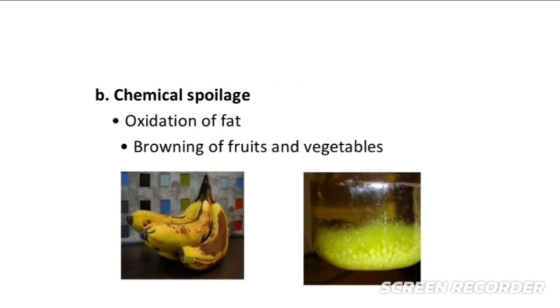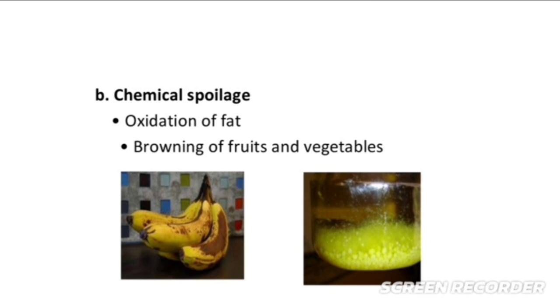The next kind of spoilage is chemical spoilage, which occurs due to oxidation of fat or browning of fruits and vegetables. Fat oxidation is the process in which fatty foods are exposed to oxygen in the air or from the external environment. This oxygen reacts with the food and causes chemical reactions, which lead to rancid flavor and off odor in fatty foods. This chemical reaction taking place in food comes under chemical spoilage.